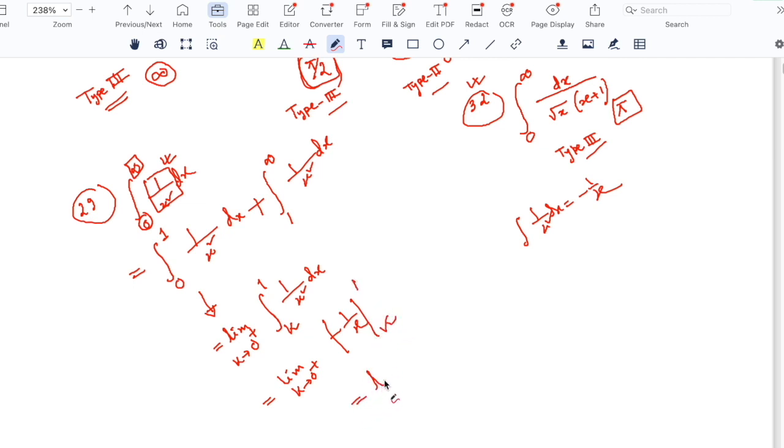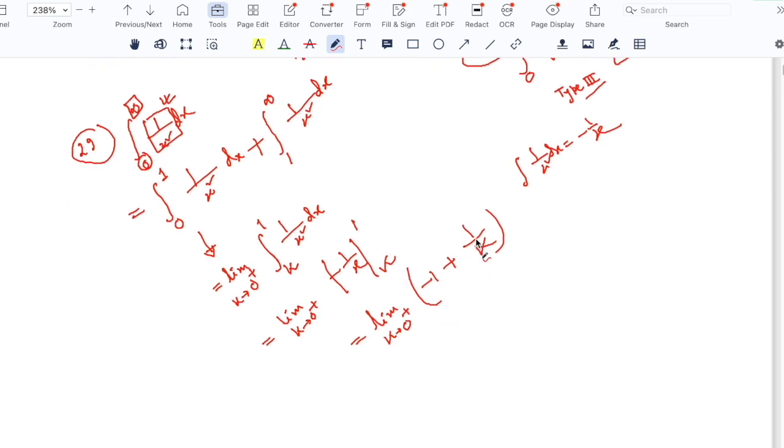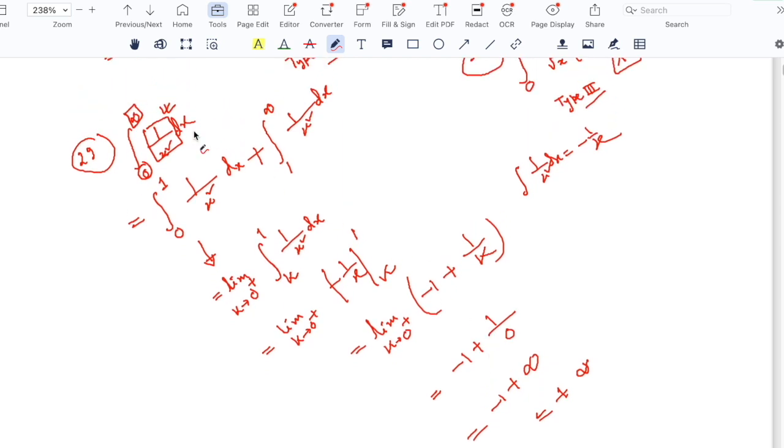So this equals the limit k tends to 0 plus, and if I put the upper limit, it will be minus 1 plus 1 by k. Now finally we can replace k by 0 because k tends to 0, so it will be minus 1 plus 1 by 0, which is equal to minus 1 plus infinity, which is equal to plus infinity, which means this integral becomes infinity. The first integral diverges to infinity and it has no value.